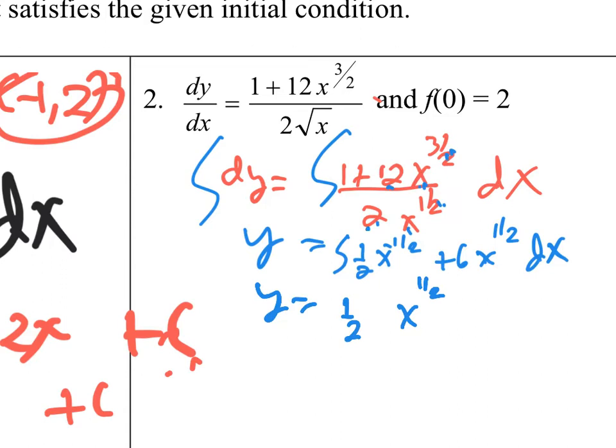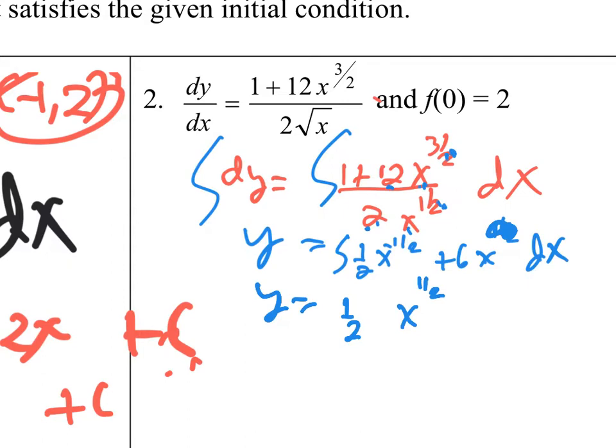12 divided by 2? 3 halves minus a half? Oh, wait, maybe that's what she said. Is that what you said? Yeah, I'm the one that wrote a half for some odd reason. I don't know why I did that. Thank you, Joseph.